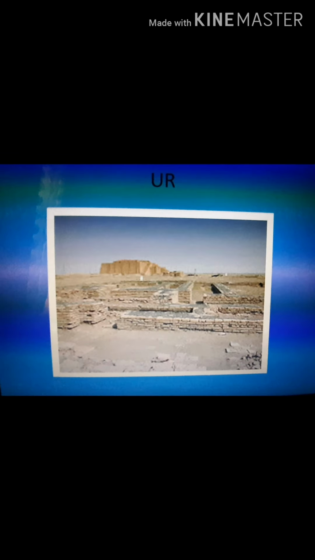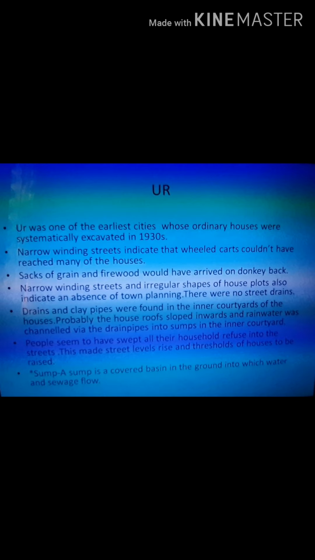So today we are going to see about the city of Ur, which was located in the southern part of Mesopotamia. Here you can see the archaeological excavations in this picture of the city of Ur, which also had quite big buildings made up of baked bricks and clay. So all about Ur. Ur was one of the earliest cities whose ordinary houses were systematically excavated in the 1930s.